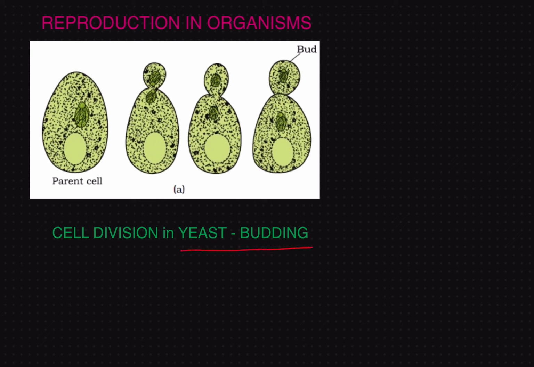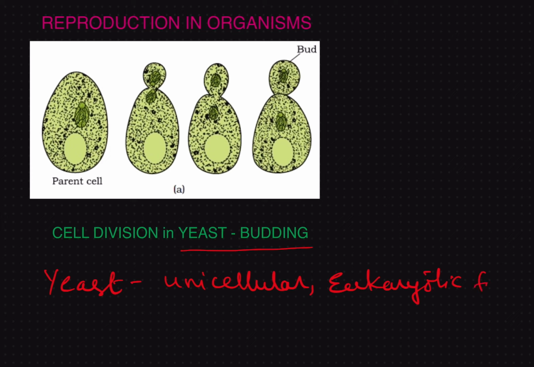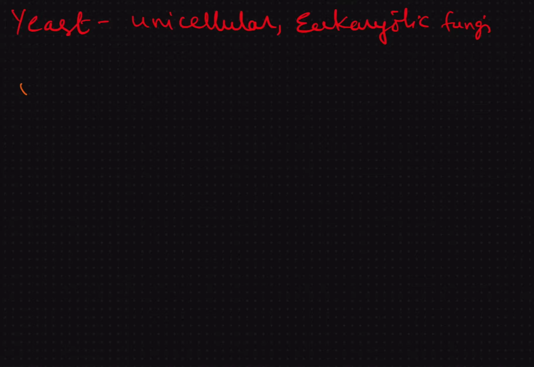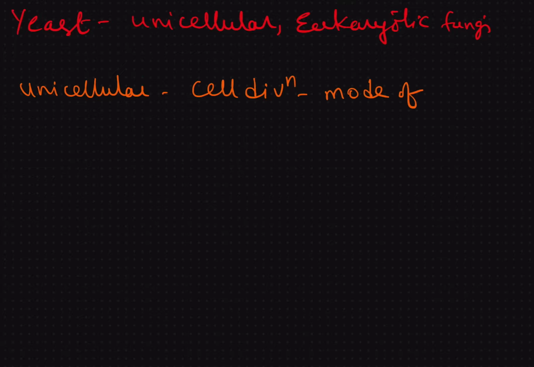So what is yeast first of all? Yeast is a unicellular eukaryotic fungi. And friends, if you know, in unicellular organisms, cell division itself is a mode of reproduction. In unicellular organisms like bacteria, yeast or amoeba, cell division itself is a mode of reproduction, right?